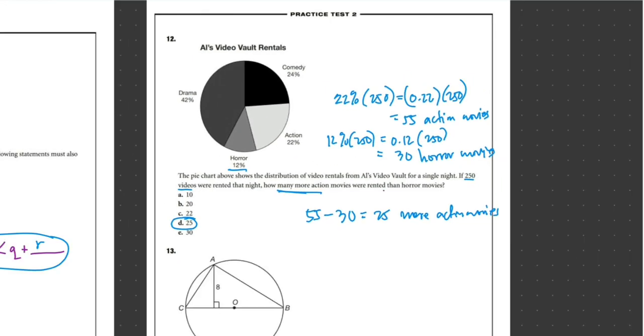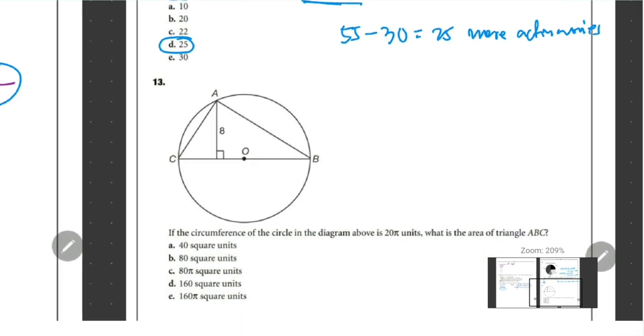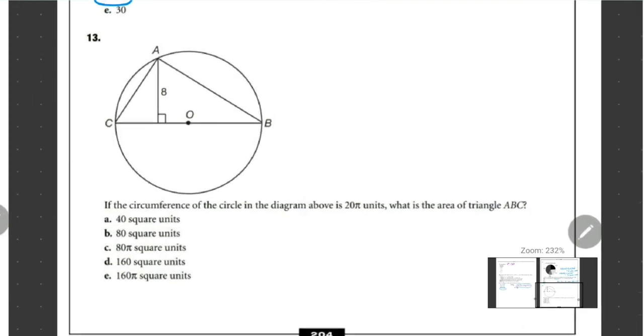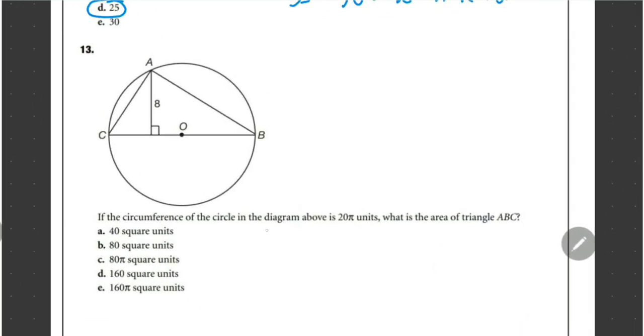Okay, for number 13, geometry. If the circumference of the circle in the diagram above is 20 pi, what is the area of triangle ABC? Okay, so we're given the circumference is 20 pi, and we know that the circumference of the circle is 2 pi r. And r here is the radius.